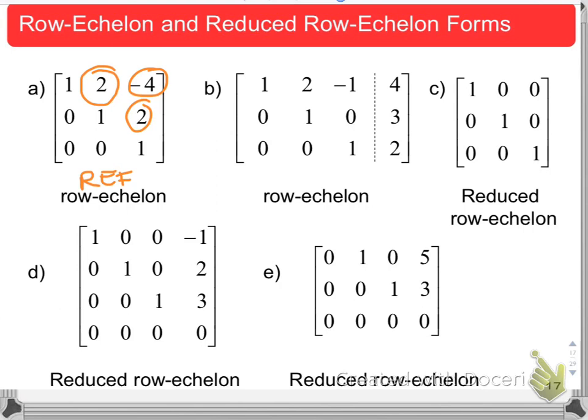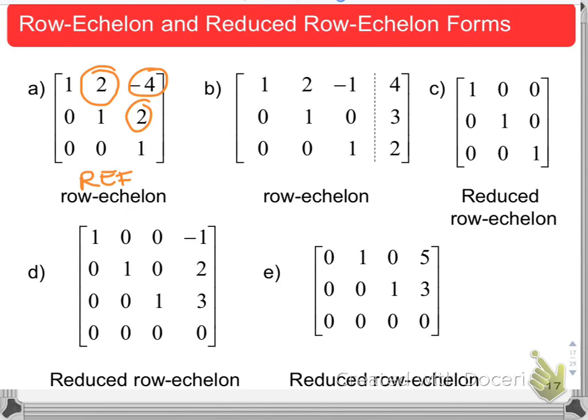And notice here too, we're looking at the leading ones in the rows. We just have three rows, so the leading ones in each row, because this is row echelon and reduced row echelon. So we're paying attention to the rows, not the columns. Be careful with that.